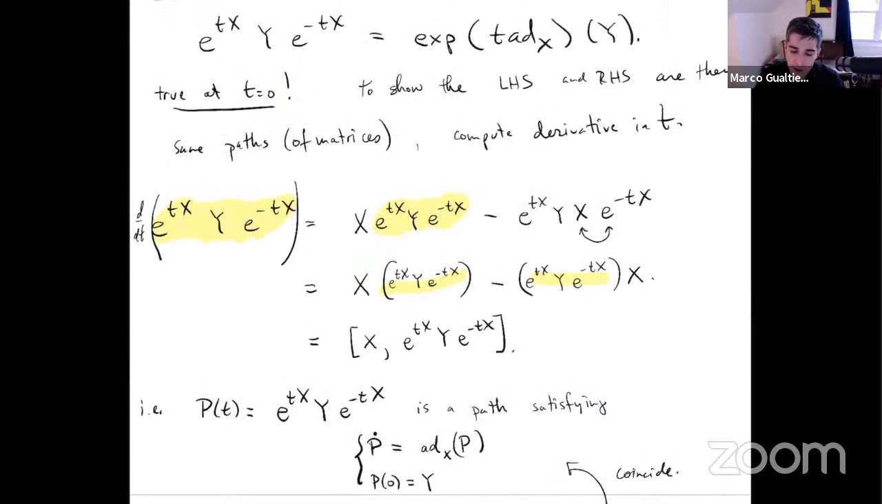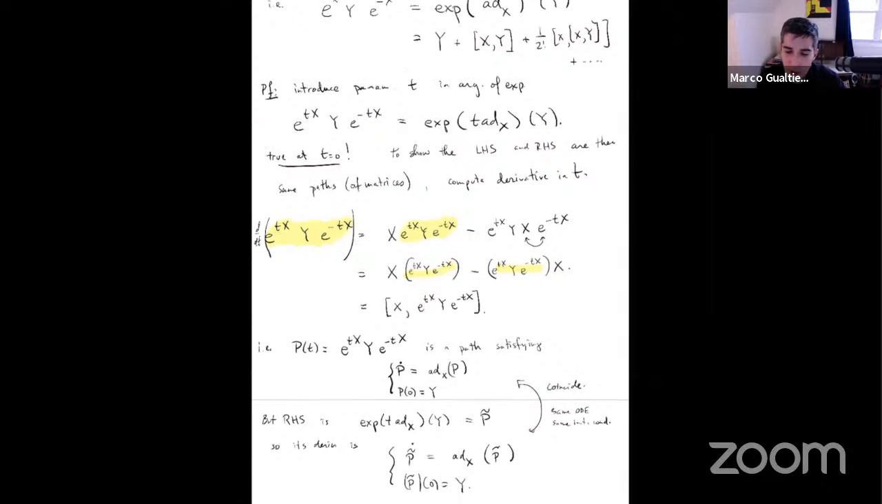Okay, so we have this expression, which is kind of useful. It's somehow relating a group computation, which is happening on the left-hand side, with a Lie algebra computation, which is happening on the right. Okay, and so you can kind of see that.